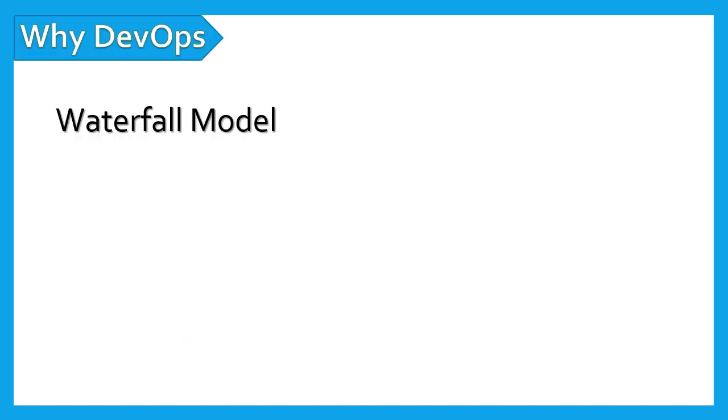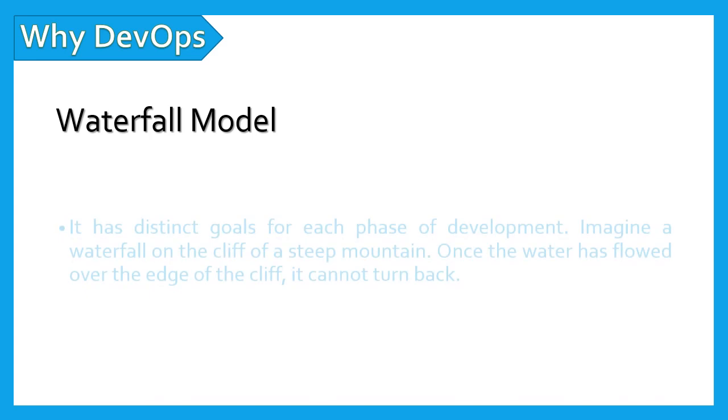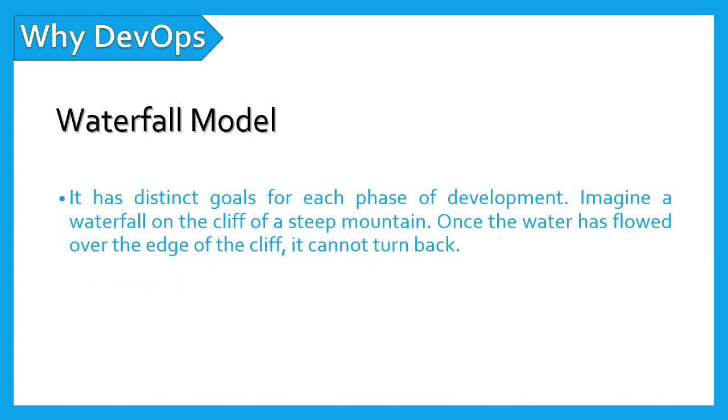Why DevOps? Let's move to the waterfall model. Before DevOps, organizations were using this particular software development methodology. It was first documented in the year 1970 by Royce and was the first publicly documented life cycle model. The waterfall model describes a development method that is linear and sequential. Waterfall development has distinct goals for each phase of development. Now, you must be thinking, why the name waterfall model? Because it's pretty similar to a waterfall.